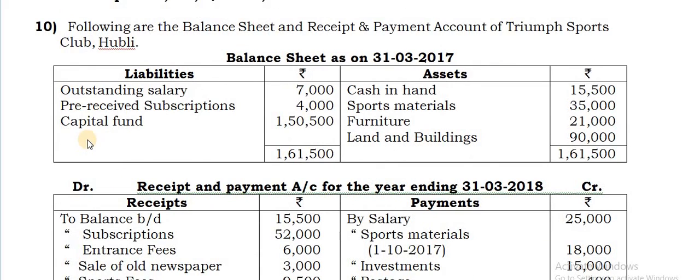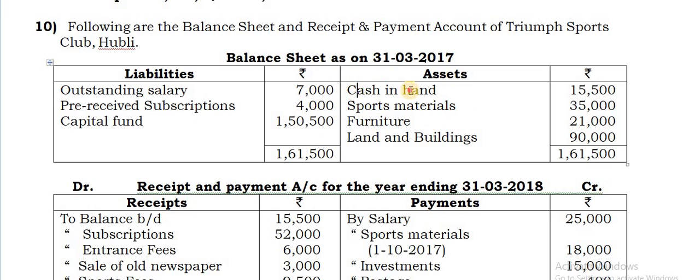So consider the 10th question. Outstanding salary is given, so this is an item to be deducted from the salary. The salary is minus 25,000 on the income and expenditure account debit side. Then the incomes received in advance last year but relating to the current year. The current year is 17-18. The amount related to it, so the subscriptions 52,000, you have to add this on the income and expenditure account credit side. It's an addition item. Then this will go to the balance sheet liability side.